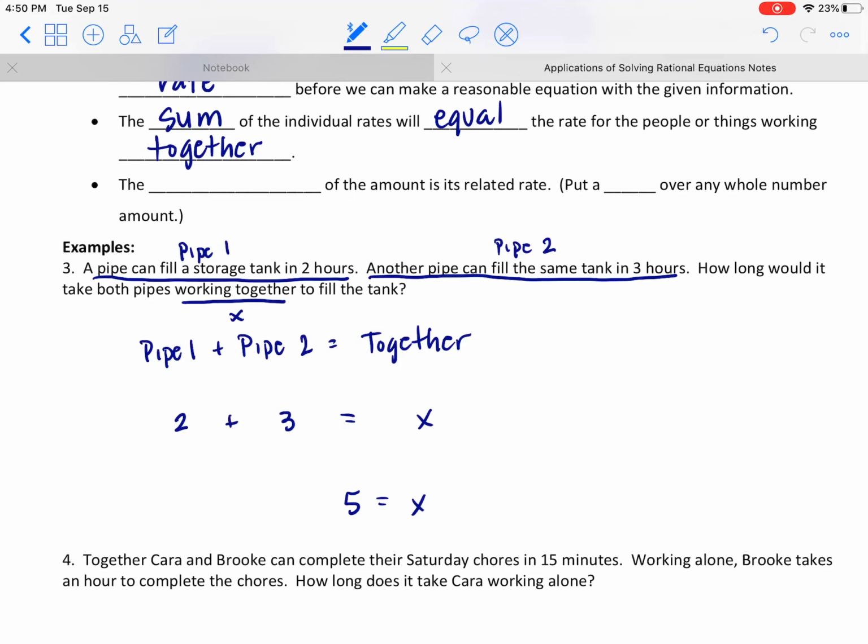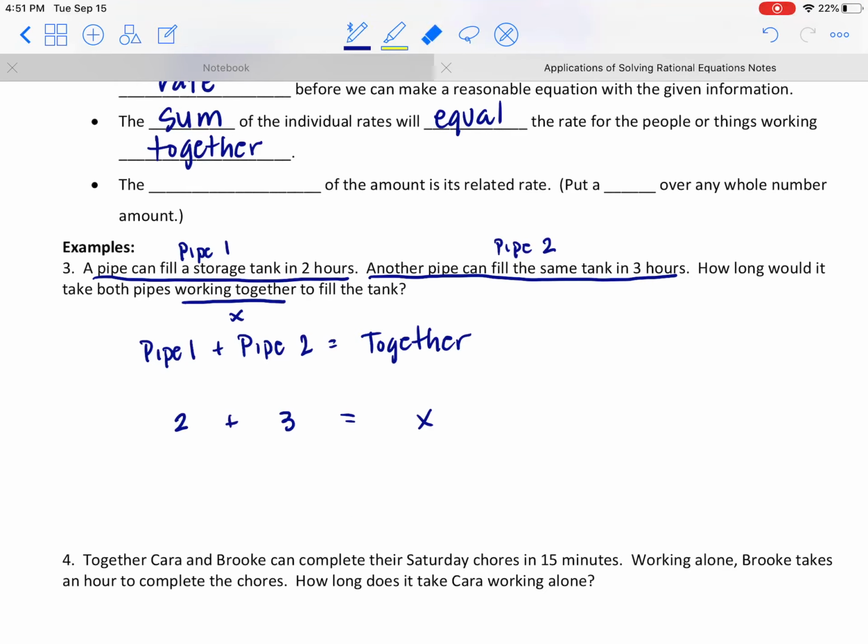Hopefully you're realizing that that is a completely ridiculous answer, because, think about it, if pipe 1 takes 2 hours all by itself, and now it gets help, shouldn't it be faster? Right? If it's getting help from pipe 2, even though pipe 2 takes 3 hours, even though pipe 2 takes longer than pipe 1, working together, they should be faster. That's the whole point, okay? So I know I'm looking for an answer that's going to be less than 2, so this is not reasonable.